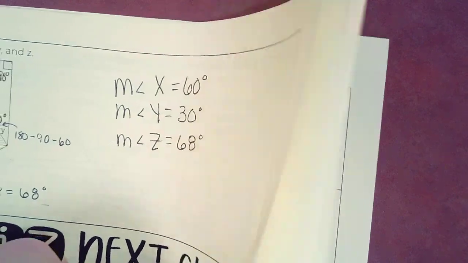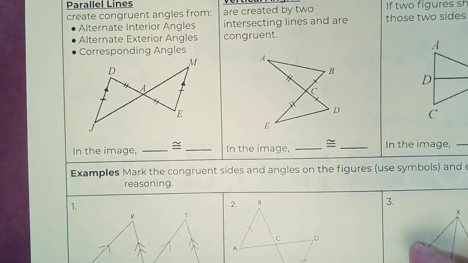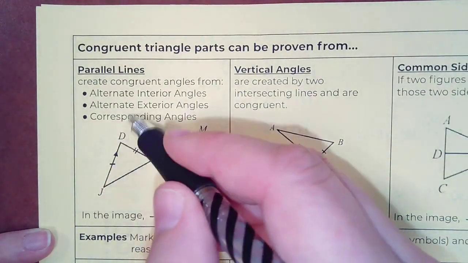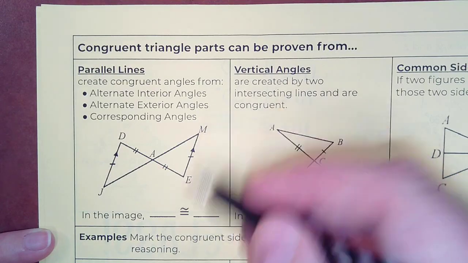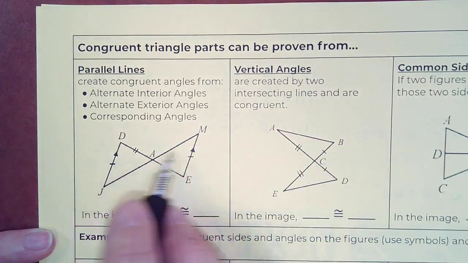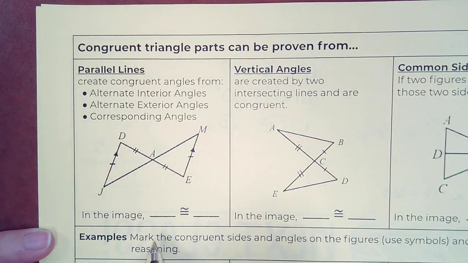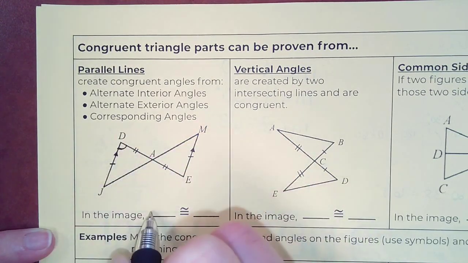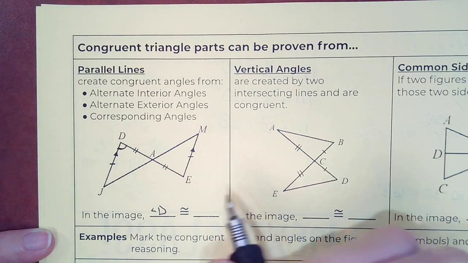So congruent triangle parts can be proven from the following 3 things. The first thing is parallel lines. If I have this parallel line JD and ME as parallel, creating these triangles here, then in the image, angle D here is congruent to angle E.